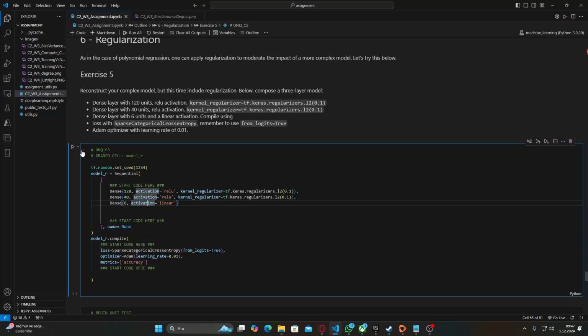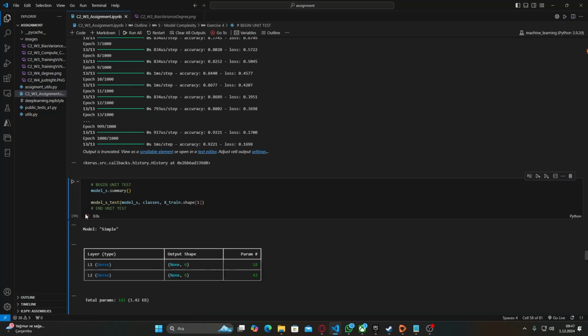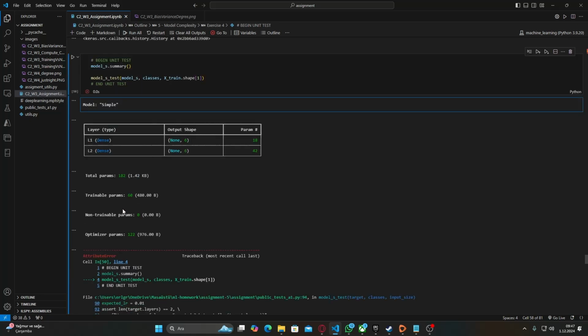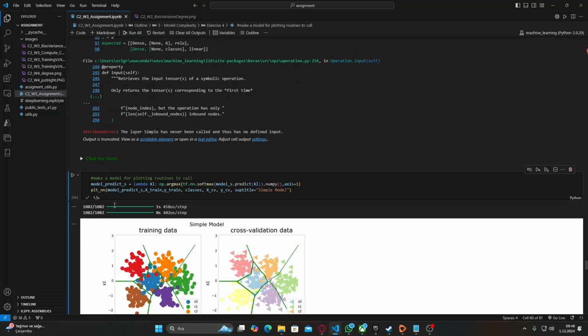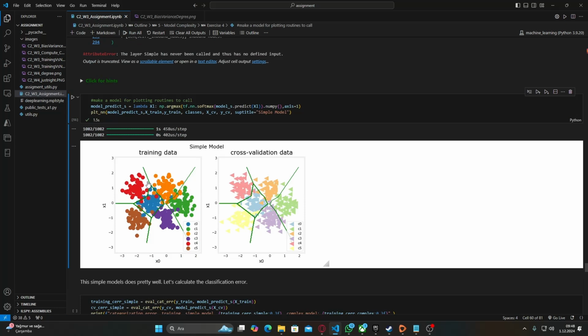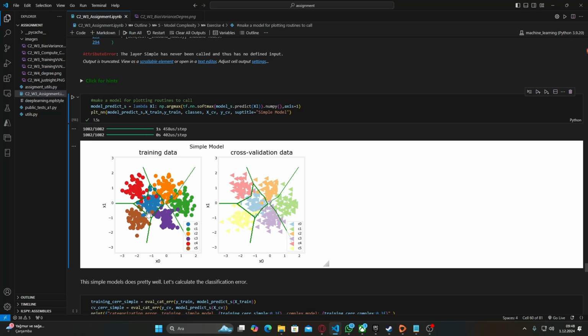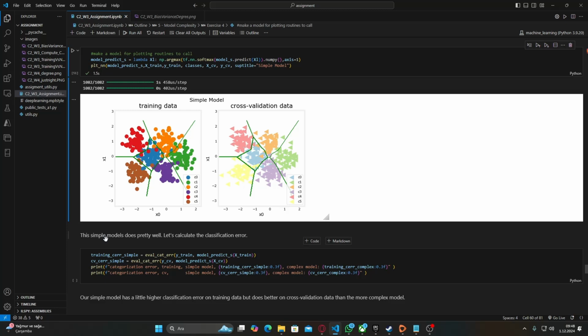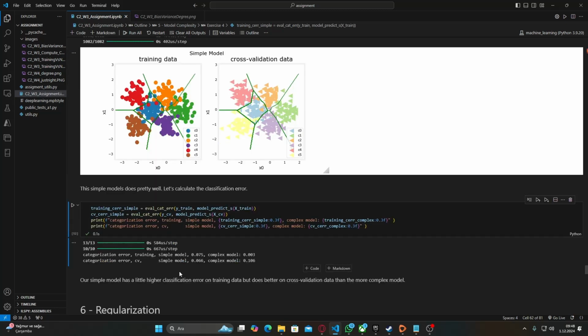Let me check the code before. Yeah, okay, it runs and gives true. Okay, model simple. Actually, I guess it's true, but I'm not going to change anything in here. It's giving me the model plotting routines file. Here the red ones are the outliers, brown are the outliers for us, and the simple model does pretty well. Let's calculate the classification error.